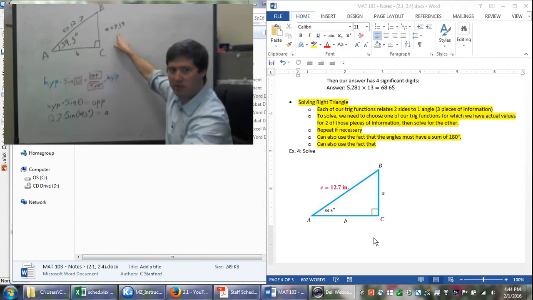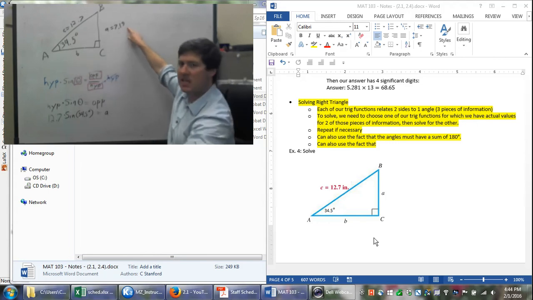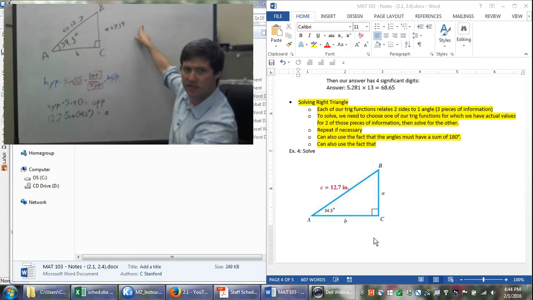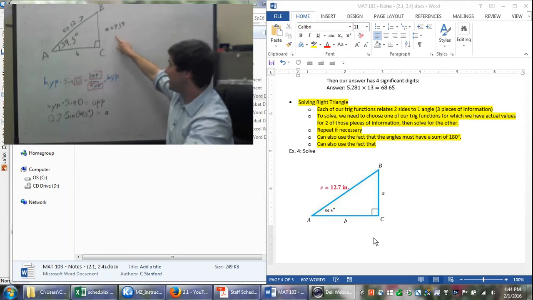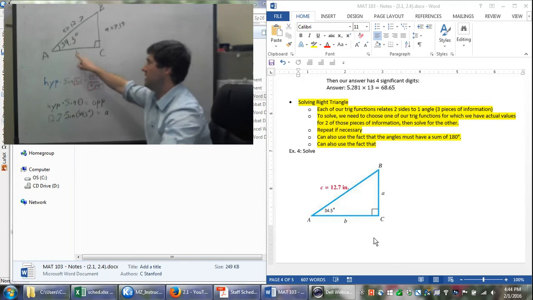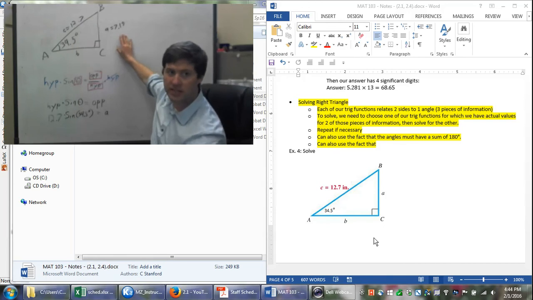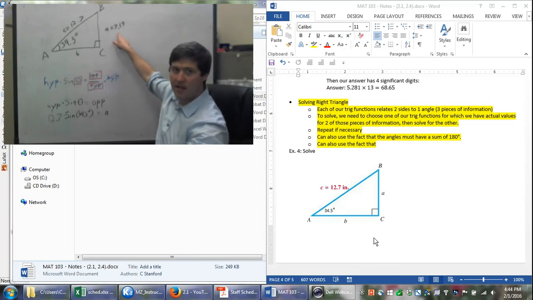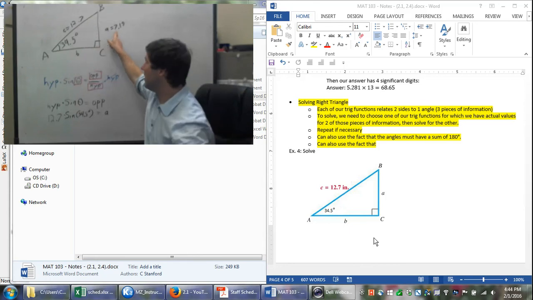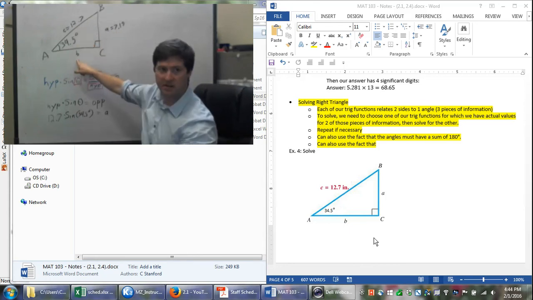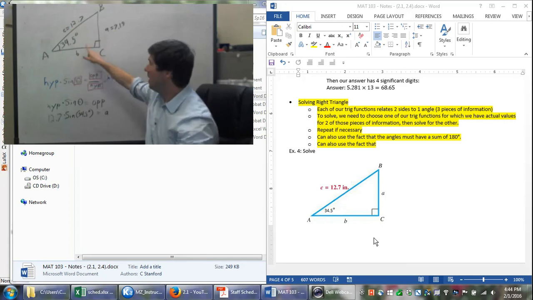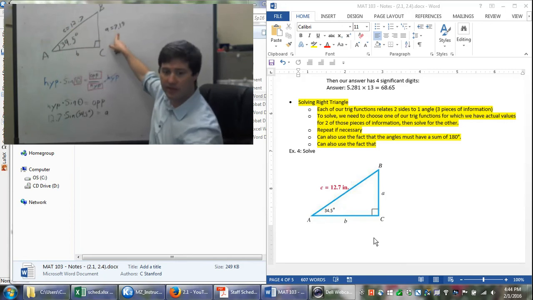Okay, so now I've got something, and this is being multiplied here. So I'm going to calculate the sine of 34.5 degrees, and multiply it by 12.7, and that will give me my side there, A. So, 12.7 times sine of 34.5 degrees.